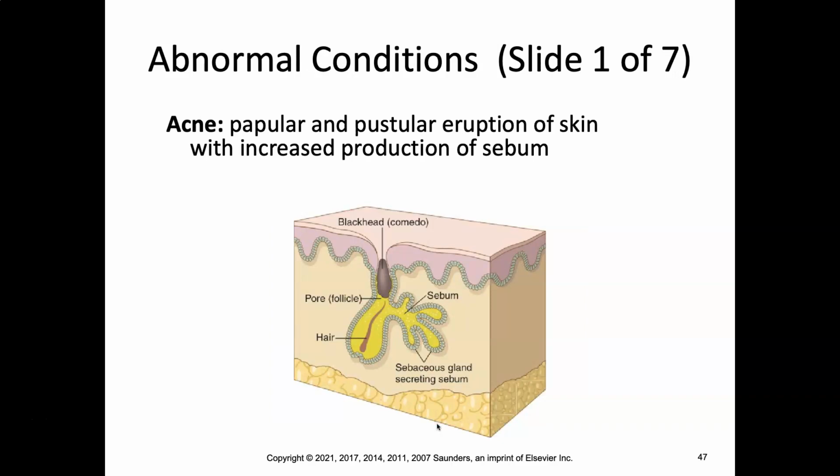Acne. I think we've all maybe experienced a little bit of acne at some point in our lives. These are papular and pustular eruptions of the skin with increased production of sebum. That awful sebum gets out of control. That sebaceous gland gets busy, it overproduces, it gets tangled up in the follicle, maybe with something, and then you end up with blackheads. And then a word for blackhead is comedo. Although I don't think anyone really finds blackheads funny when it comes down to it.